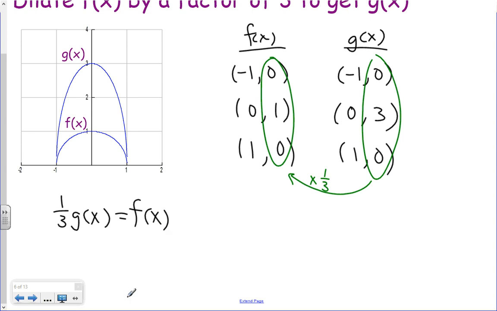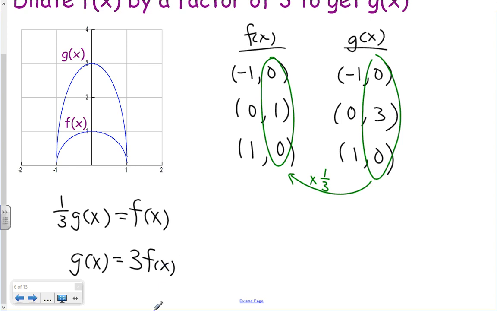Each of the y values that I see on function g, multiply them by 1/3, and I end up with f of x. Notice in this form, when I associate the dilation factor with the actual y value on the transformation, I'm actually dividing by that quantity. However, this is not how we normally write this. We usually put that dilation factor on the other side, and we'll write it as g of x is equal to 3 times f of x.